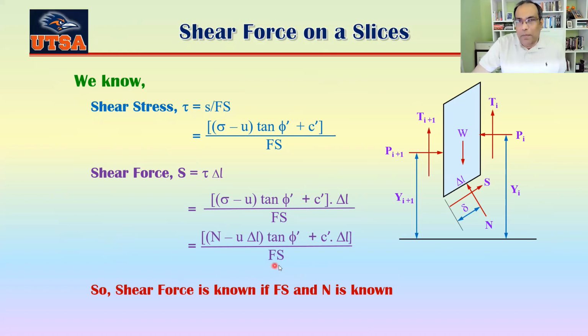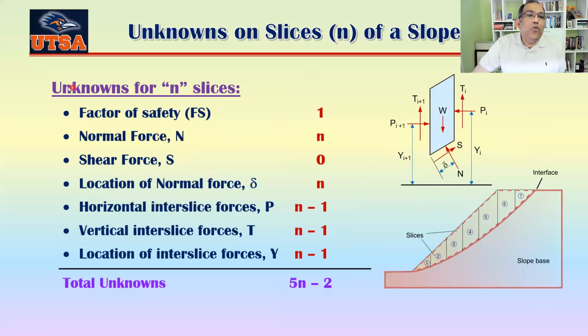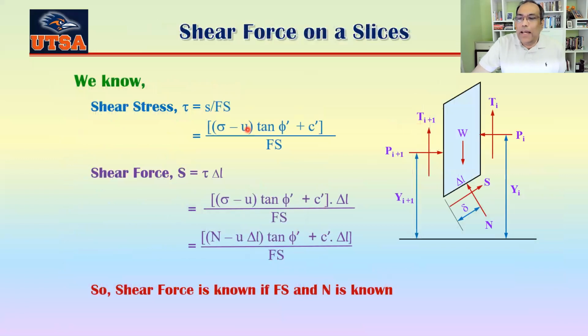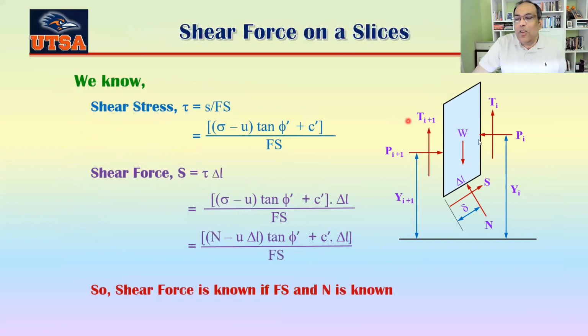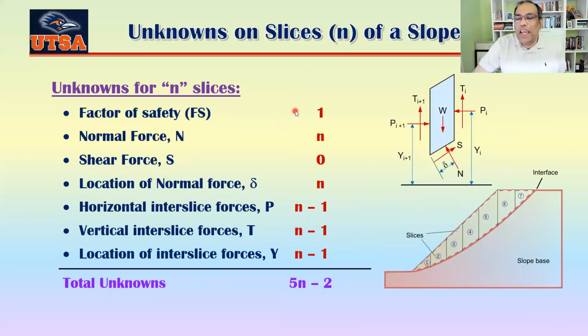Now, why are we talking about that? Because we need to see whether these slices are a determinate or indeterminate structure. Now you can see here what the unknowns are for n slices. Actually, let me go back here. We are just going to use this thing, but now we need to see not one slice. We are talking about n slices. Here my n is 1, 2, 3, 4, 5, 6, 7. So I have n equal to 7 here, okay?